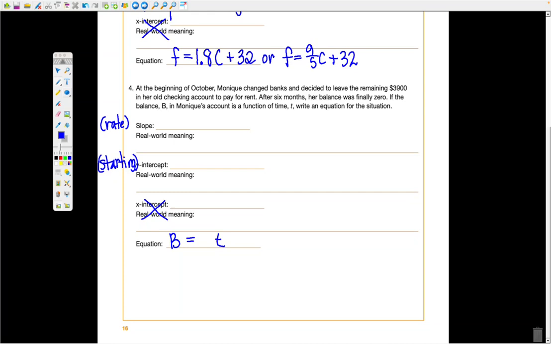Okay, what did you get for the rate? Good job for remembering that it's gotta be negative. And why is it negative, y'all? And that's how much money she's taking out. And that's actually the real world meaning that I'm gonna write on here.